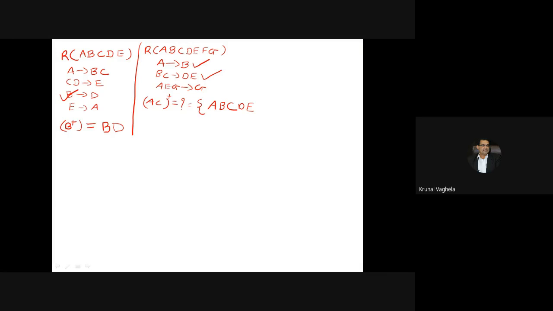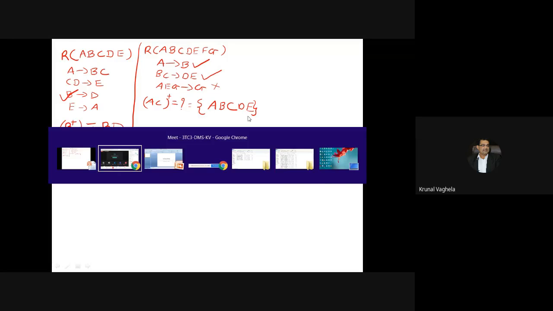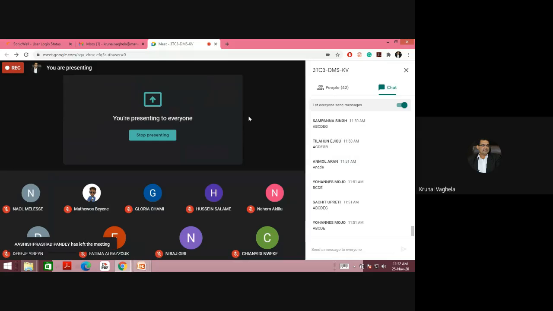Now if I am having A, E, and G, I can find G, but do I have G? No, I don't have G. So I cannot find G. So this I cannot use. So this is over. Closure of AC is A, B, C, D, and E. So students who are writing G, now you got it? G we cannot find because we don't have G on the left-hand side. Clear anyone? Everyone?